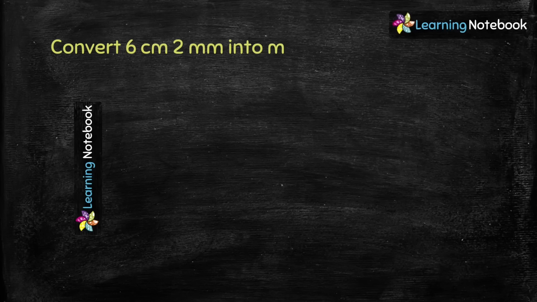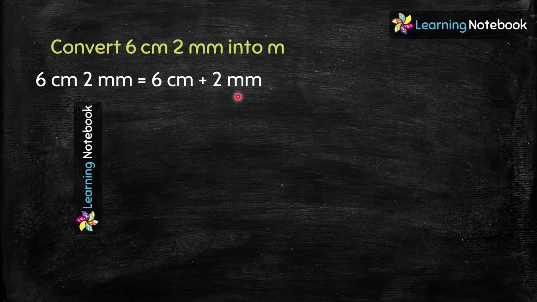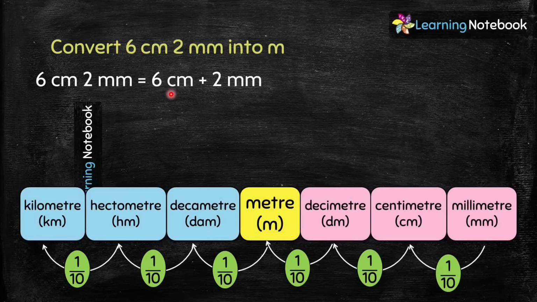So here we have to convert both these units into meters. Students, 6 centimeter 2 millimeter equal to 6 centimeter plus 2 millimeter. Now first let's convert 6 centimeter into meters. Refer to the diagram and check how many times do we need to jump from centimeter to meter. 1, 2, so that means 2 times.